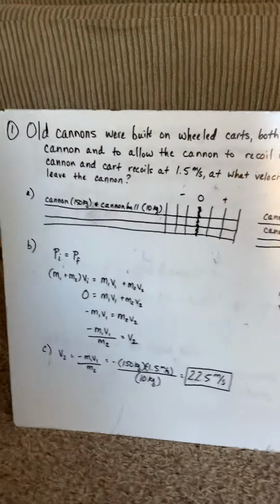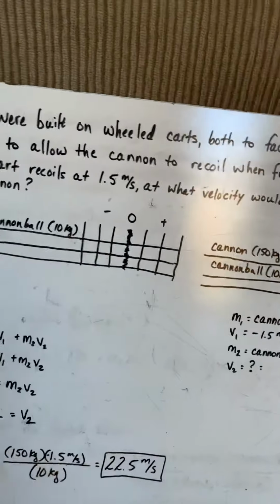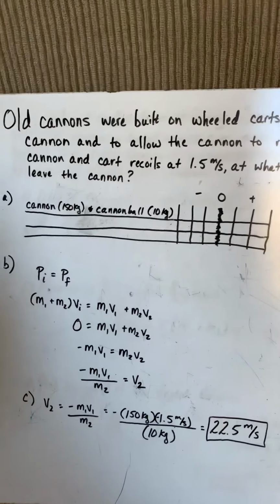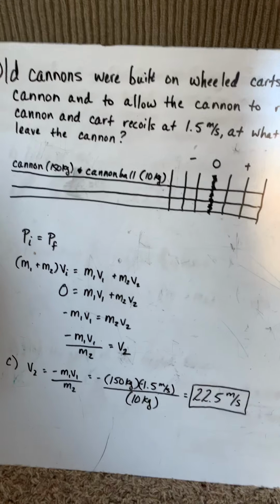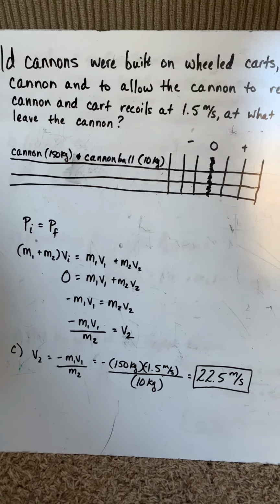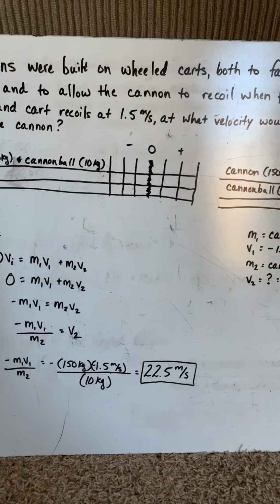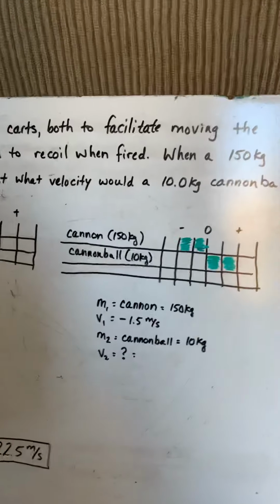So the first thing is to set up our conservation of momentum diagram for what's going on. At the beginning, I have the cannon and the cannonball together as one thing. I'm thinking of this as the cannonball being stuck in there. And at the beginning, neither of them are moving, so my momentum is 0. At the end, that means that my momentum has to add up to 0.